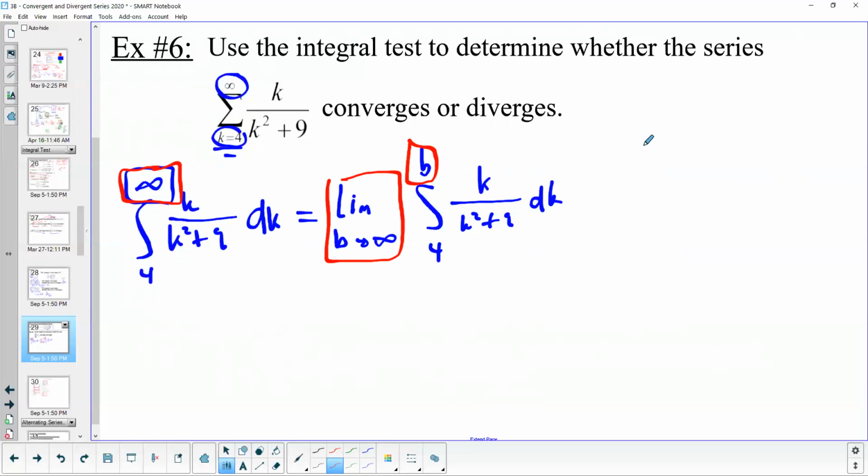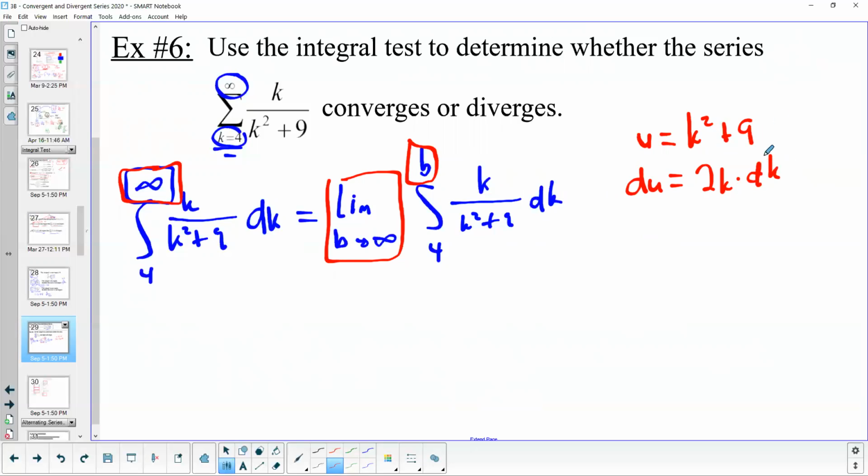To do that, I actually have to use u substitution, because it is not in any form that I can handle right now. Luckily, the u substitution of this is fairly straightforward. We're going to make u equal to k squared plus 9, which is the denominator. Du then is just the derivative of k squared plus 9. So the derivative would be 2k dk.